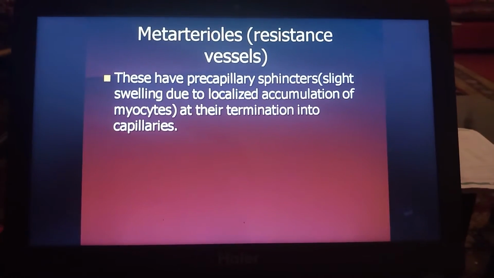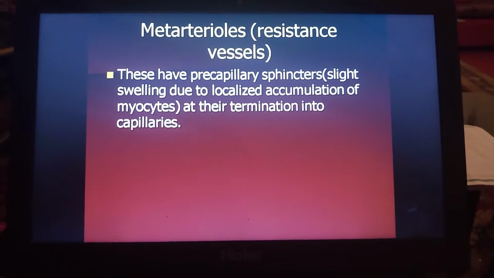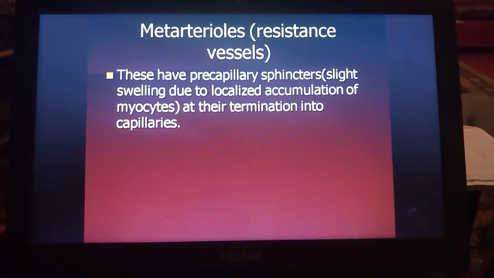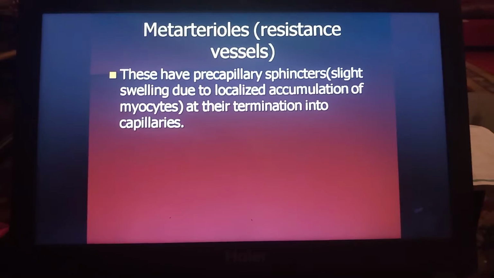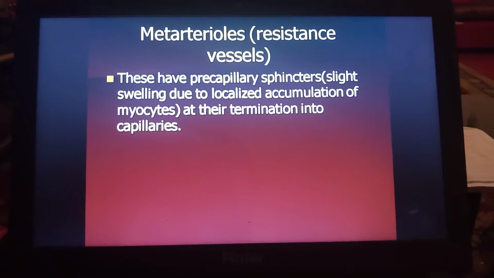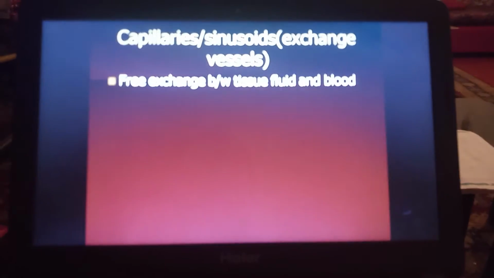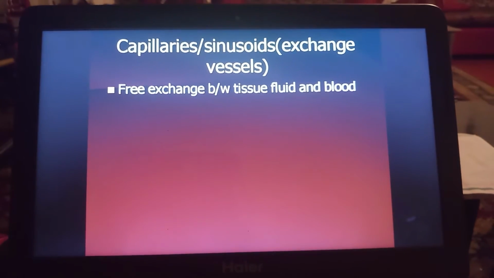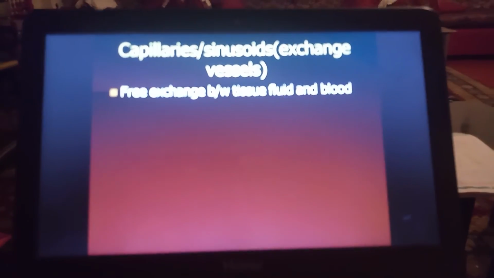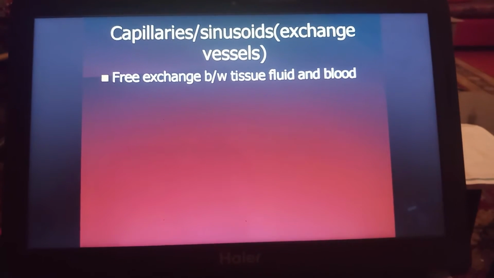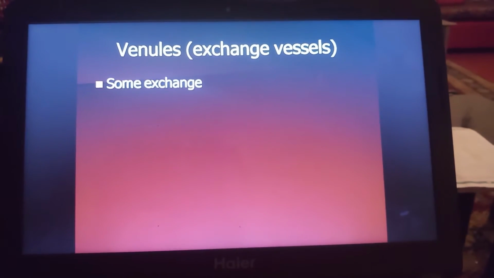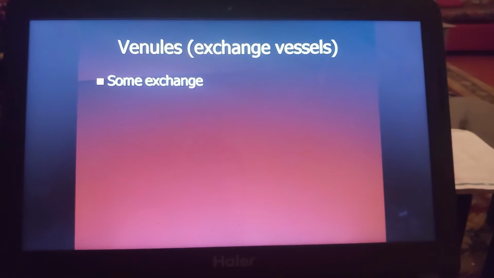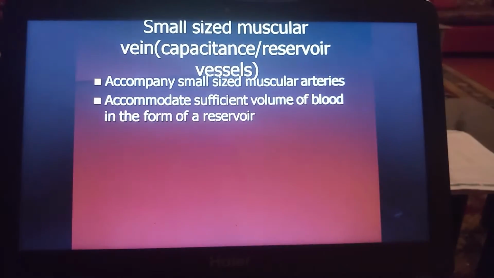Then we have the meta-arterioles, which are also known as resistance vessels. These have precapillary sphincters. What are precapillary sphincters? These are the slight swelling due to the localized accumulation of myocytes at their termination into the capillaries. Then they will further divide into the capillaries, which are also known as the sinusoids or the exchange vessels. Here there will be the free exchange between the tissue fluid and the blood. Then capillaries will join and form the venules, which are the exchange vessels. Here just a little bit exchange will occur.